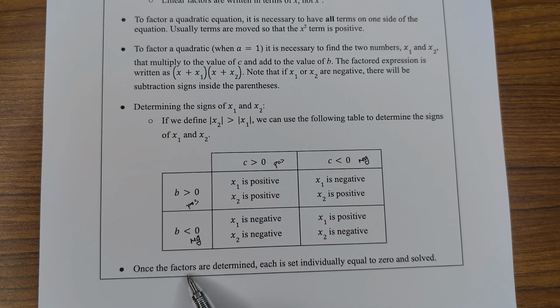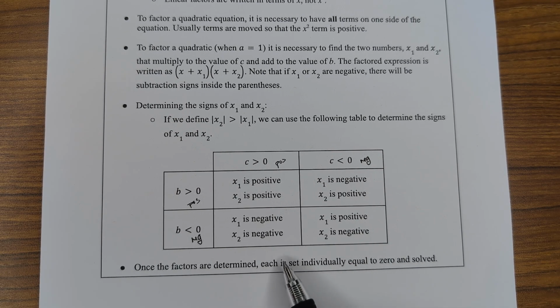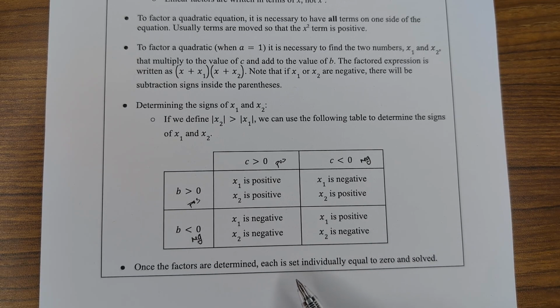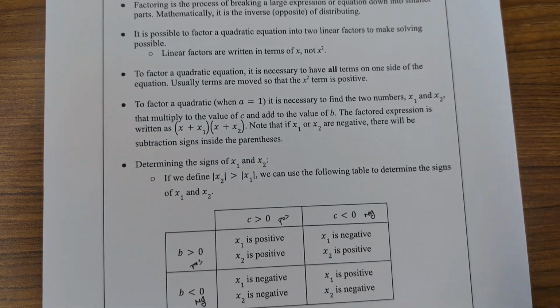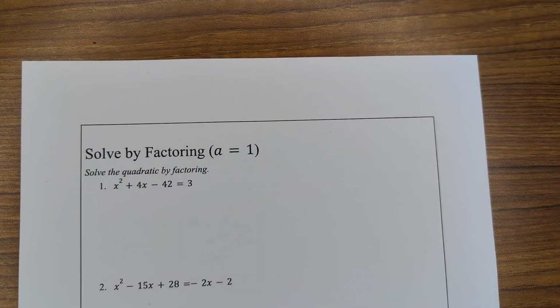Once you have it factored, we take each factor separately and set it equal to 0. This is what's referred to as the zero product property. If you multiply two things together and your answer is 0, it means one of them has to be 0, because the only way to multiply two values and get 0 is if it's 0 times something, or something times 0. So let's look at the examples.